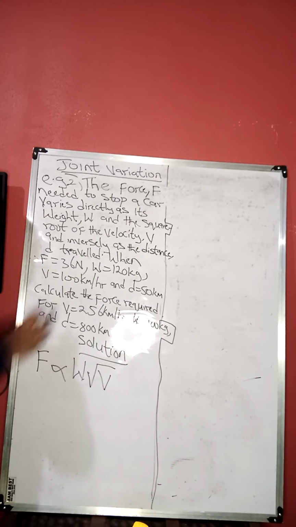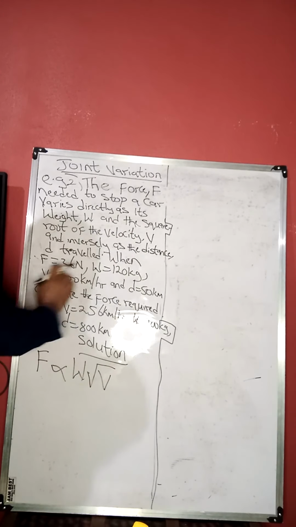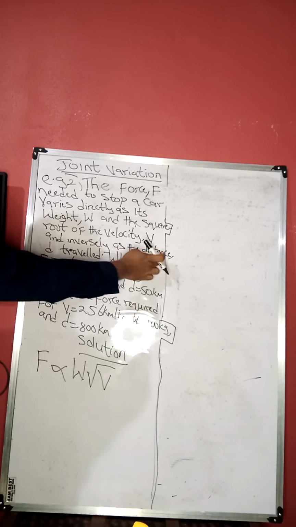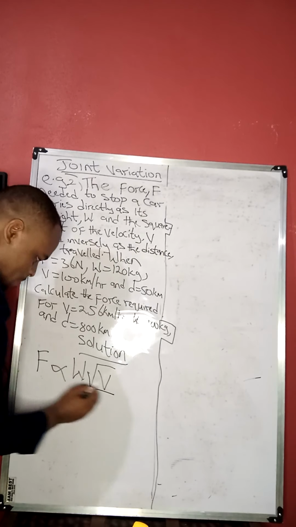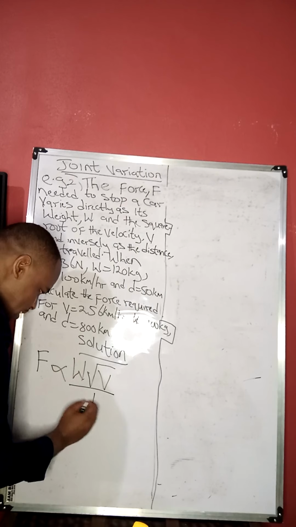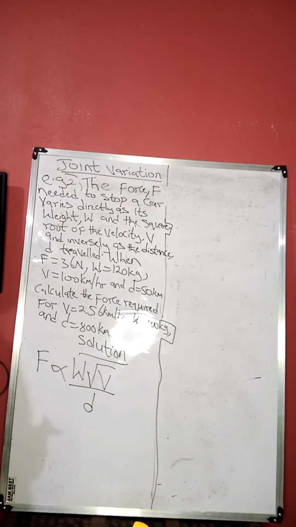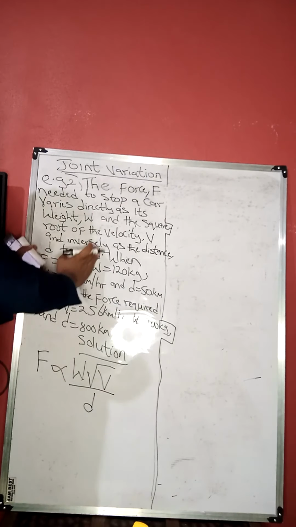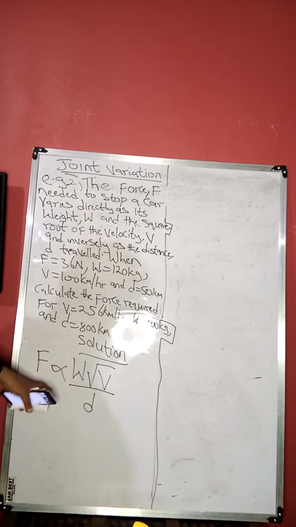And inversely as the distance D. Inversely means over the distance D. Alright, we've been able to interpret this first part of the question. Now what next do you do?